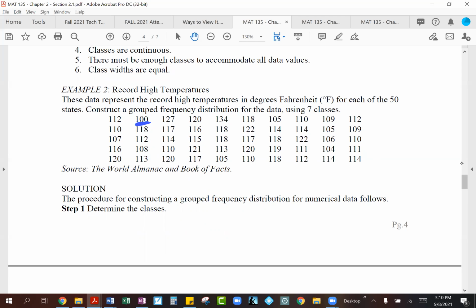You will see all of these are 3-digit numbers, because anything smaller than 100 would have been 99, 98, one of those, or something smaller, 2 digits. So you will see there are no other 2-digit numbers in here. So 100 definitely is a good lowest data value that you can look at.